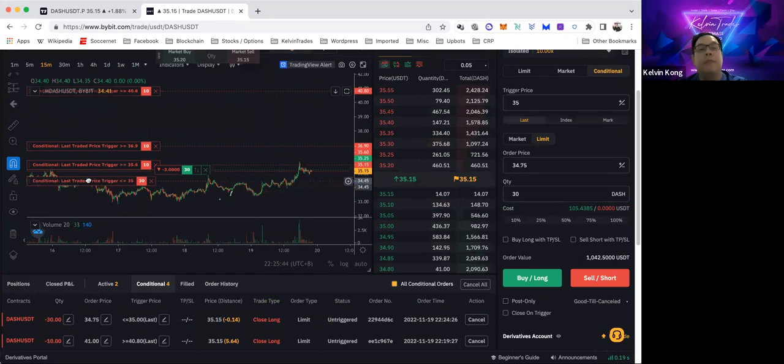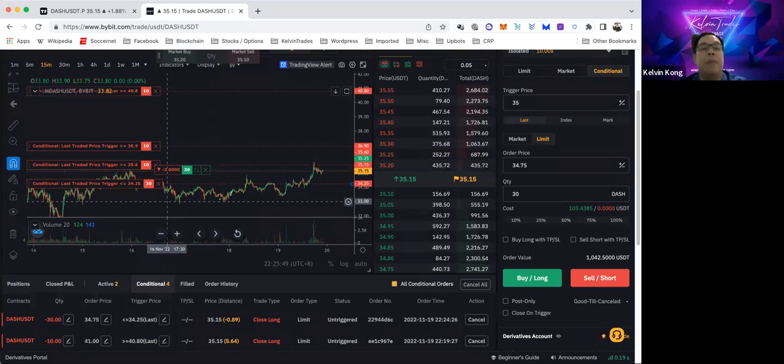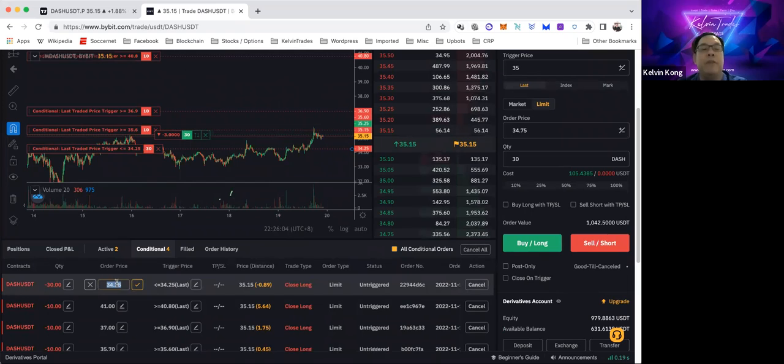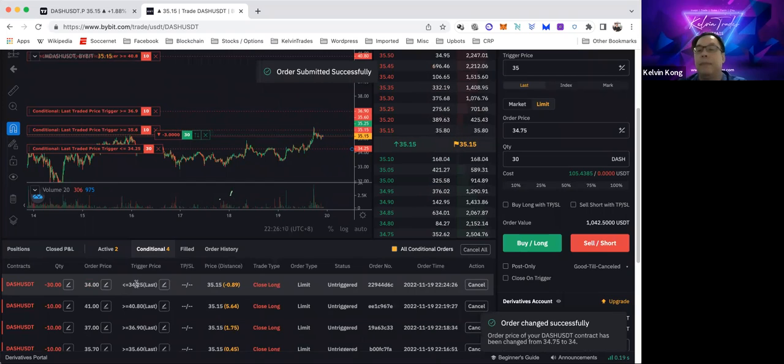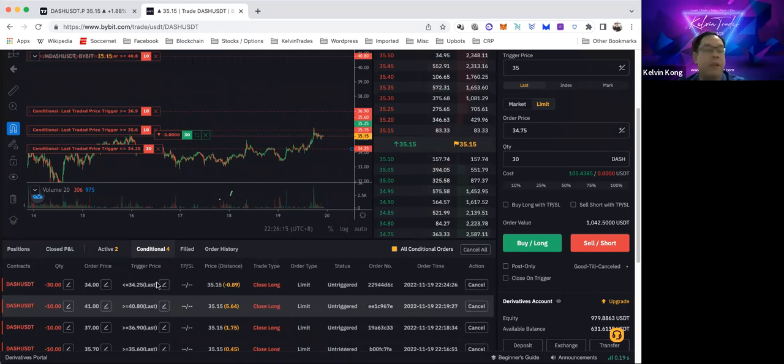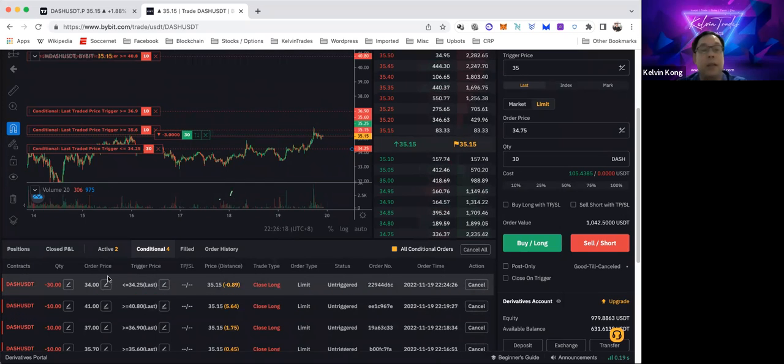So if let's say you want to move your stop loss further away, remember to come back here and change the order price. So I moved to 34.25. Obviously my order price should be below the trigger price. So I need to come back here and change to $34, for example. If your order price is above your trigger price, the order price will not be filled, because the trigger price is below your order price.